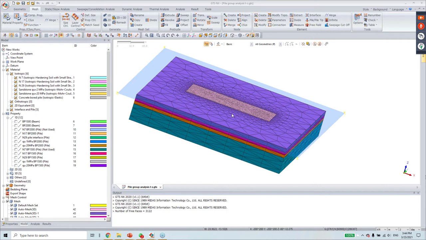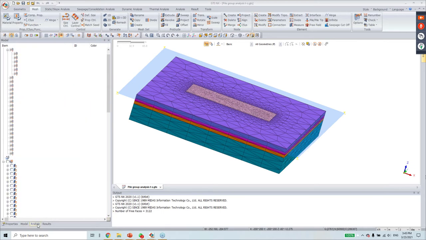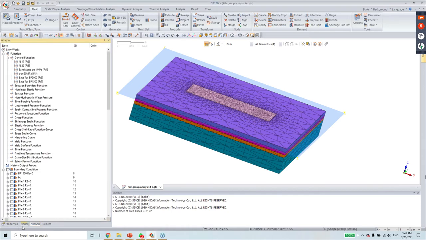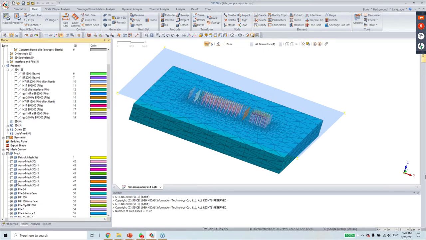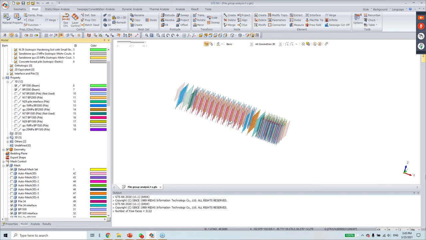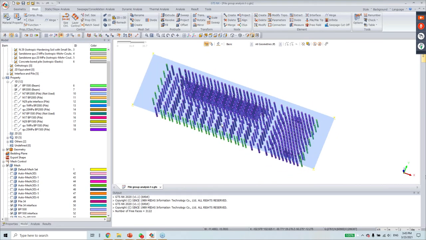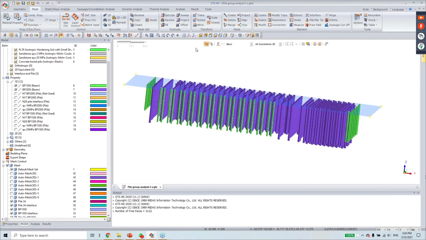I start over again. This is a pile group analysis that we did for our client in Cambodia. This is basically a pile group analysis using the new TZ and QW model. I just want to show you the important features of this model. I deactivate the soils, and these are the piles. A lot of piles, different size and different length.